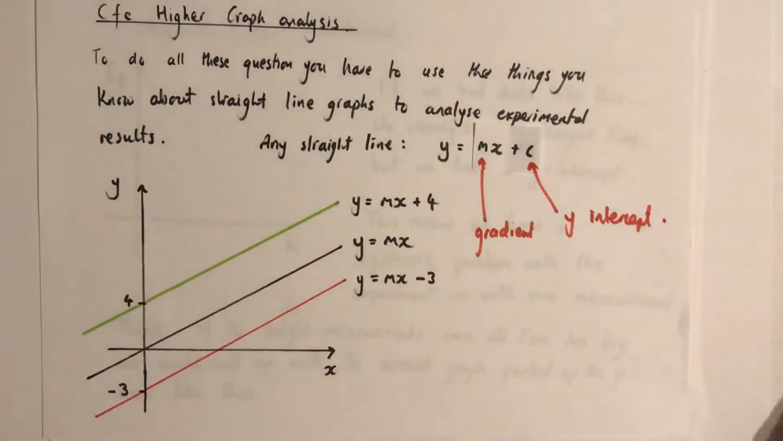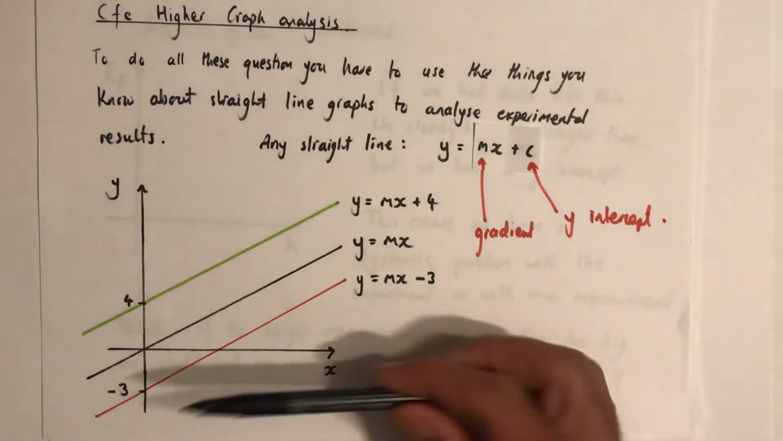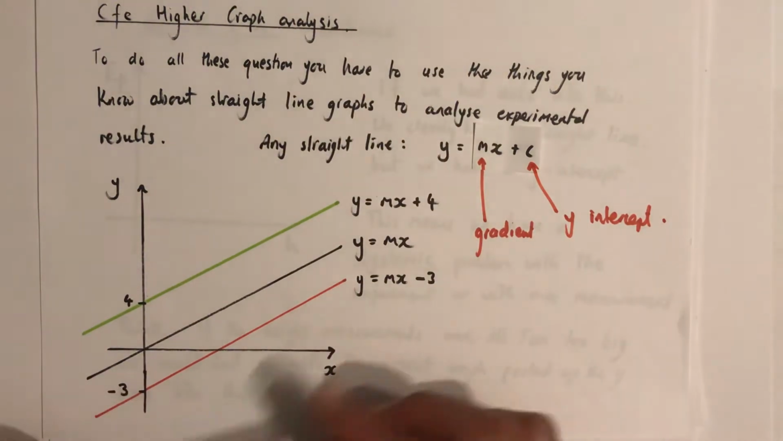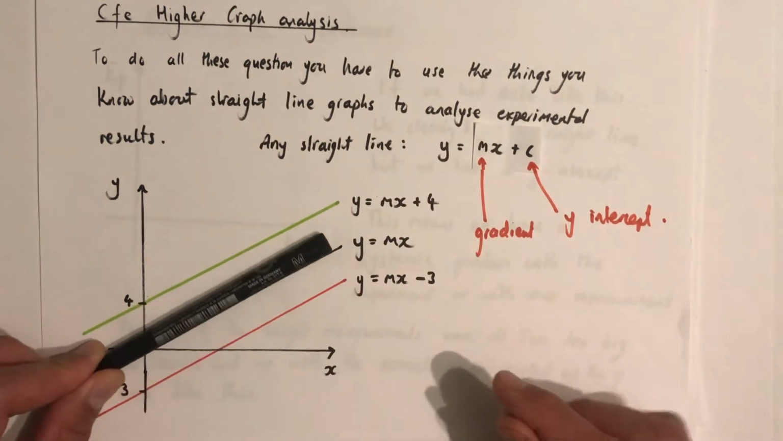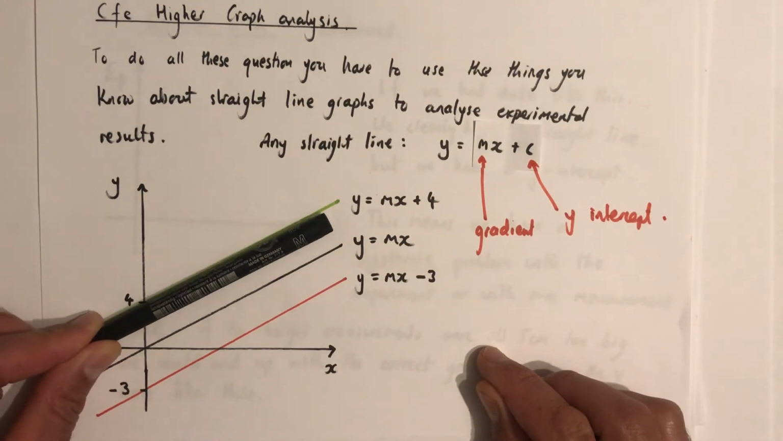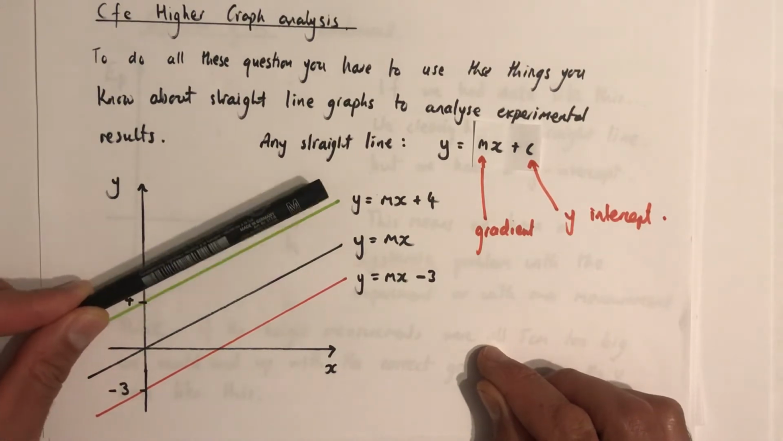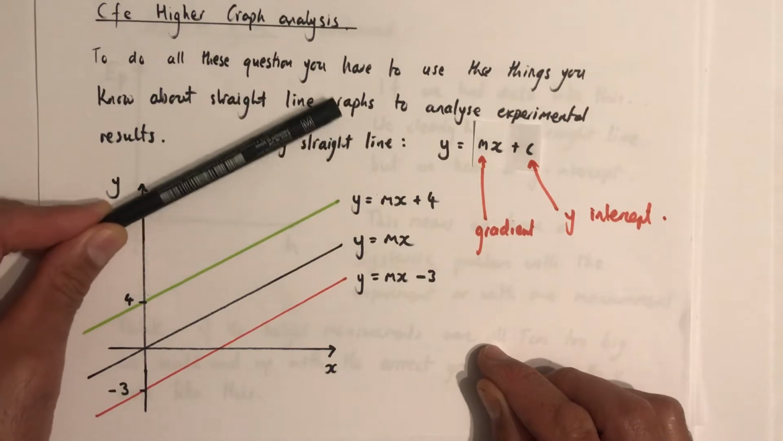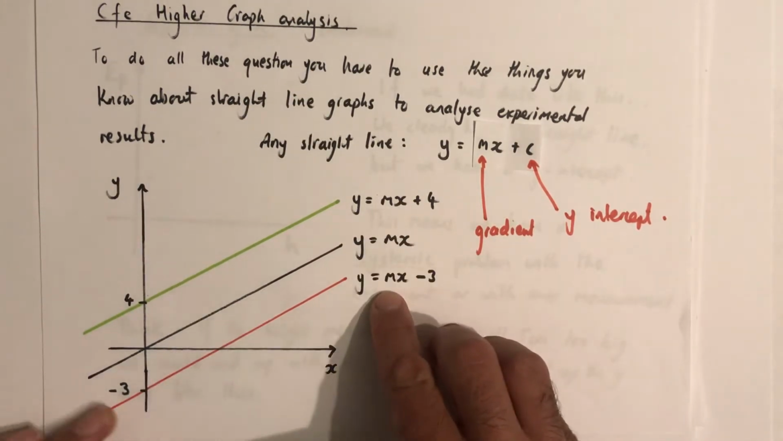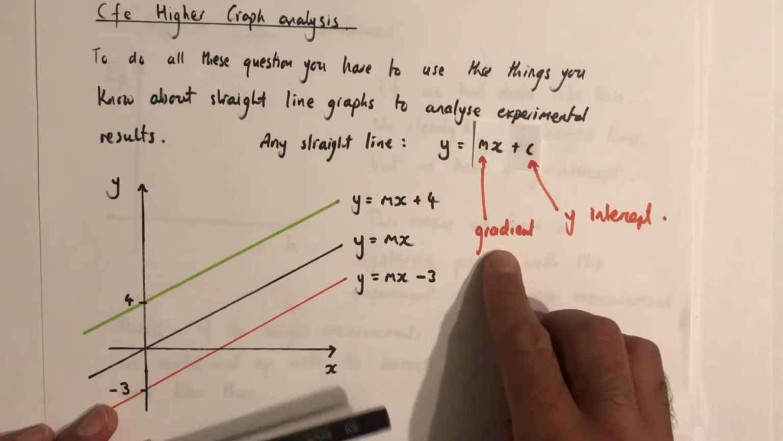Now, there are a few things to consider here. First of all, adding numbers to this just slides the graph up the y-axis. So if this is y equals mx, I could have y equals mx plus 1, y equals mx plus 2, y equals mx plus 3, plus 4, 5, 6, 7, 8, and I just slide a parallel line up there. The gradient is the same for all these lines, because they've all got m as their gradient.